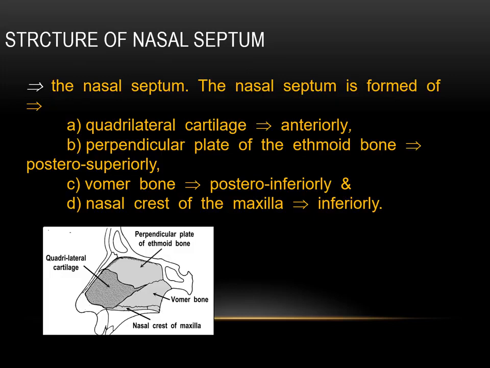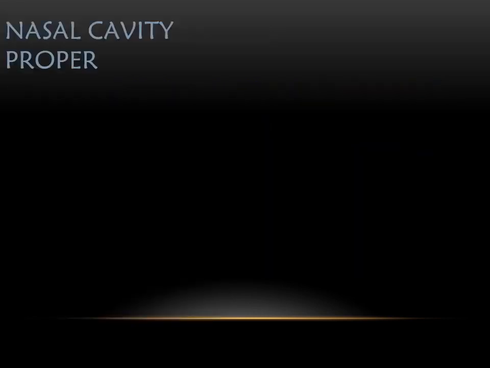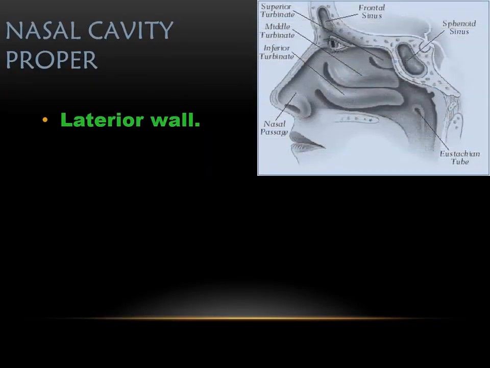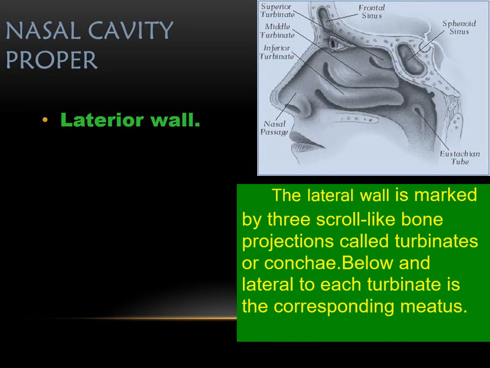So, the nasal septum is formed of a quadrilateral cartilage anteriorly, perpendicular plate of ethmoid bone posterior superiorly, the vomer bone posterior inferiorly, and the nasal crest of maxilla inferiorly. The lateral wall of the nasal cavity proper is marked by three scroll-like bone projections called turbinates or concha. Below and lateral to each turbinate is a corresponding meatus.